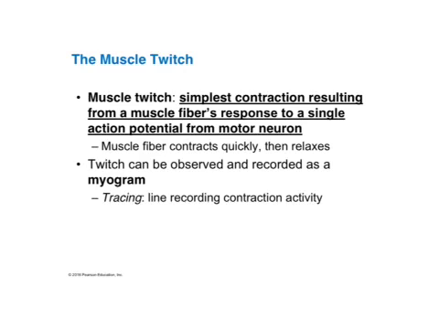Okay, muscle twitch. Muscle twitch is the simplest contraction that we can have, from a muscle fiber's response to a single potential from a motor neuron. So that's the complicated definition. Let me break it down for you. This is one motor neuron telling the muscle fiber to contract. It contracts, it relaxes, it's just one single response. One single response is very quick, and then it relaxes, and we can actually measure the sequence of these muscle twitches on what we call the myogram, where we trace the electrical activities in the muscle fibers.